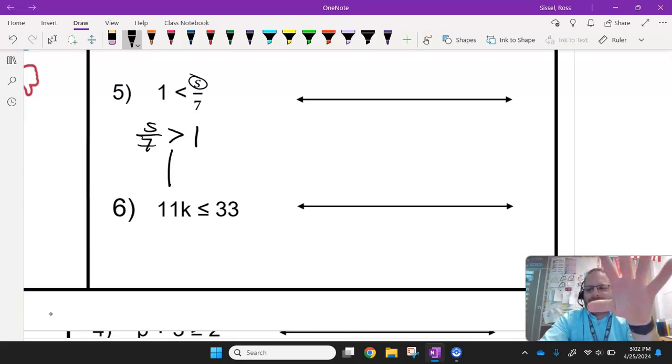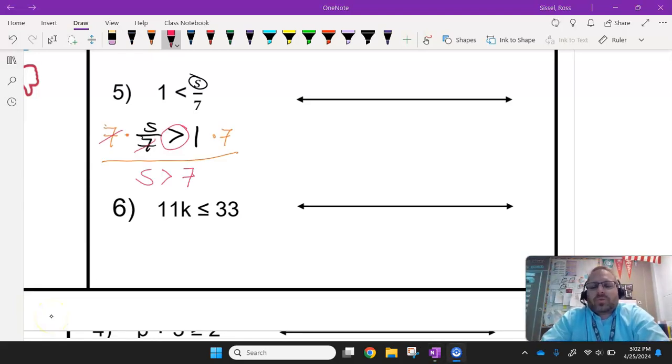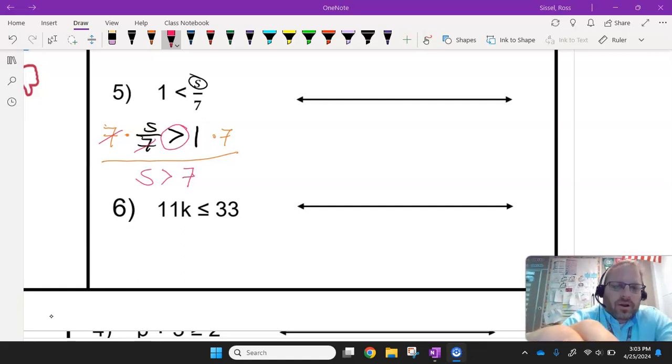Here's my work. So since we were dividing by 7, we undo that with multiplying by 7. 7s would cancel out. 7 divided by 7 is 1. So you're left with s is greater than 1 times 7 is 7. Go ahead and graph. We'll put this as 7. And maybe this time I'll go by 3s.